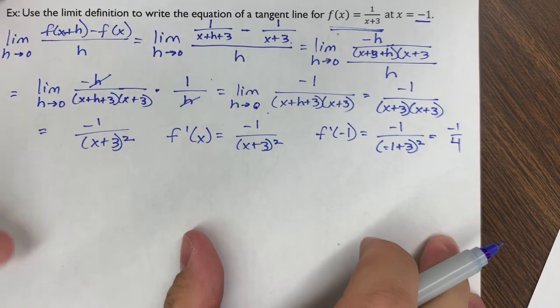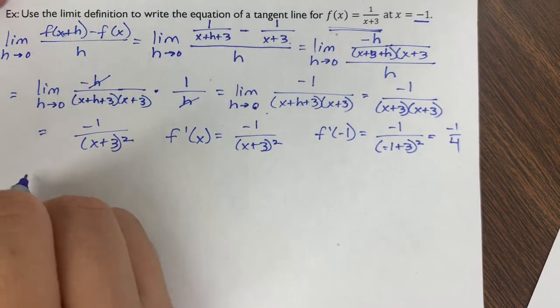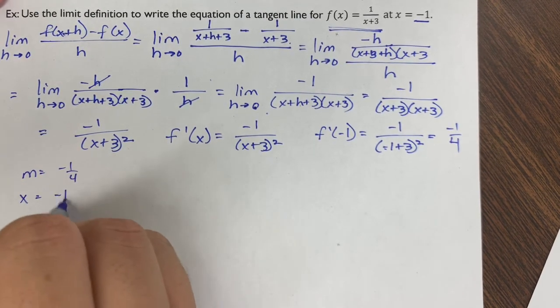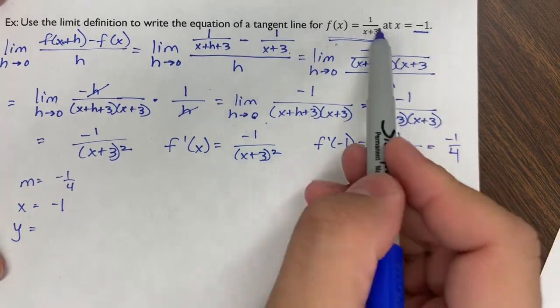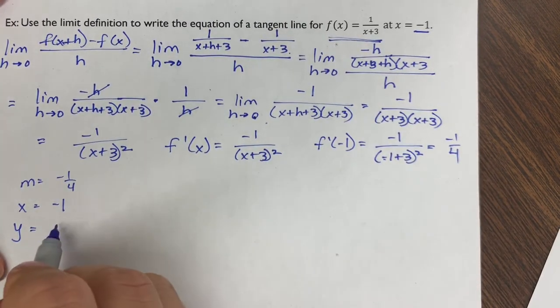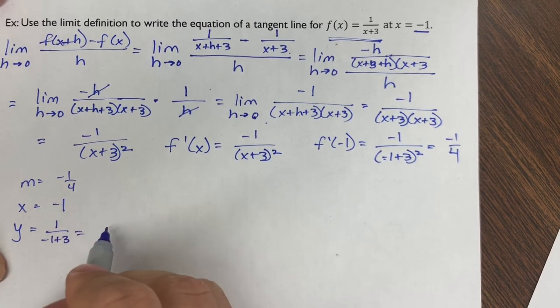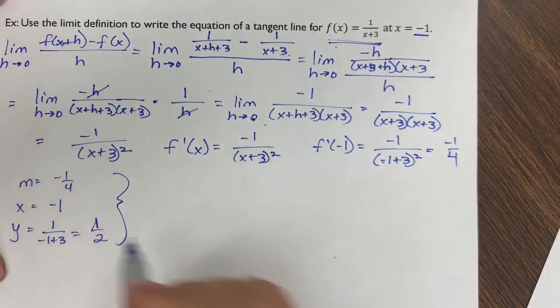All right, and there you go. Now I can create my equation of a tangent line. I have my slope, which is negative 1/4. I have an x value, negative 1, and the y value is really easy to figure out. I just plug negative 1 into the original function, so that'll be 1 over negative 1 plus 3, which is just 1/2.